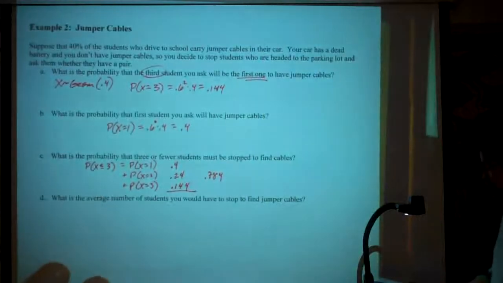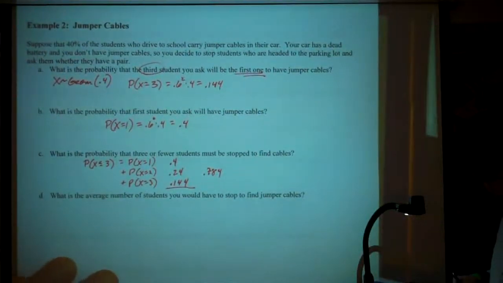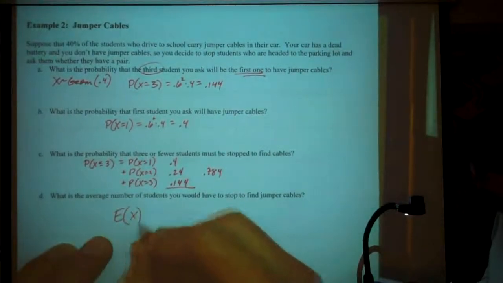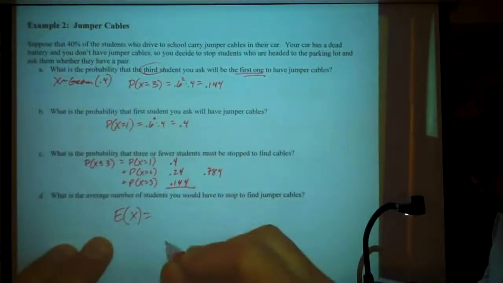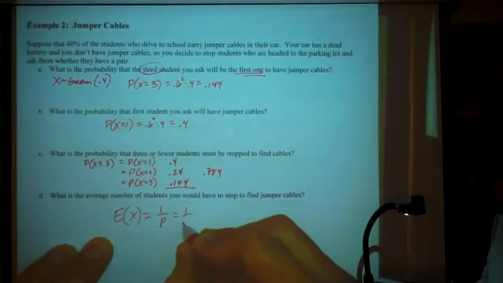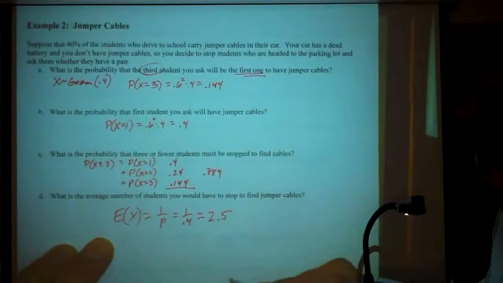Okay, and then finally, what's the average number of students that I'm going to have to stop to find jumper cables? Remember what the average number of students is in a geometric random variable? It's going to be 1 over p. So this is going to be 1 over 0.4, and that is 2.5.